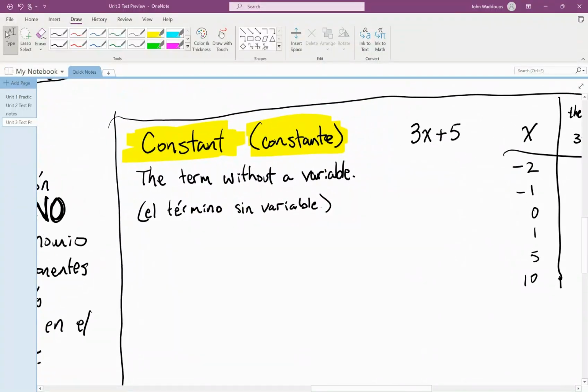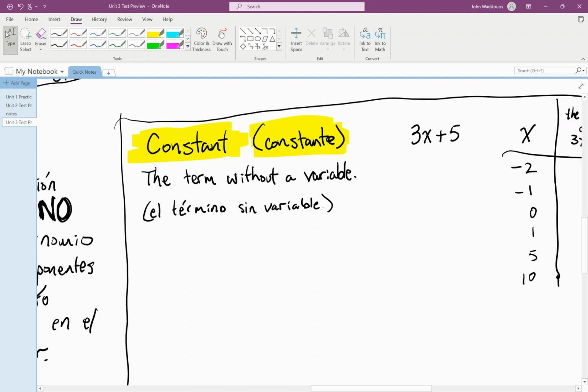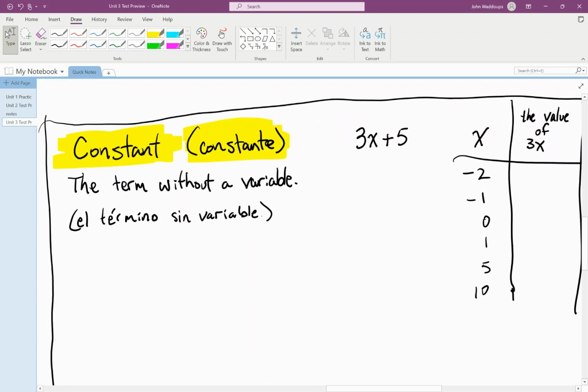So a constant is a term without a variable. Es un término sin variable. So here, for example, the constant is plus 5. And constant in math and science and in many other areas in English, constant means it does not change.